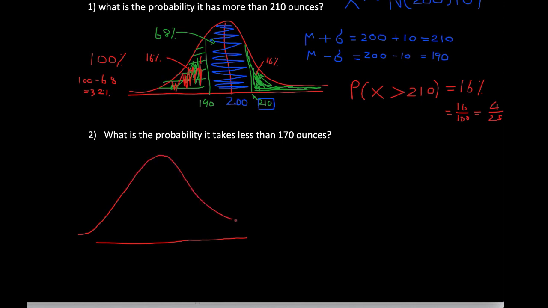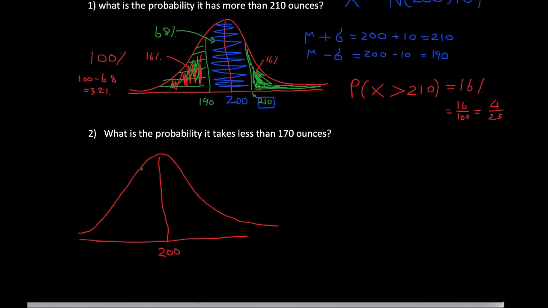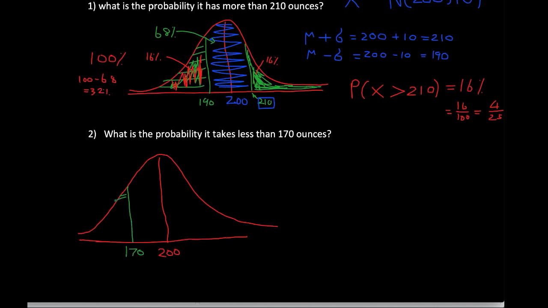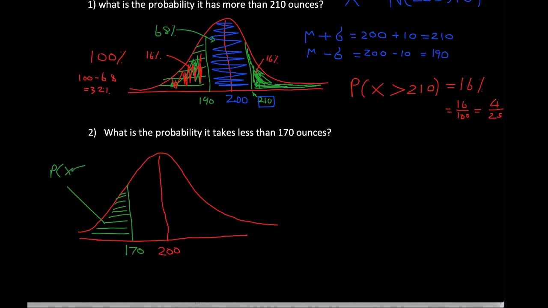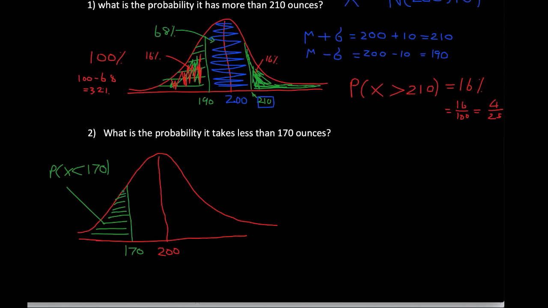Again, let me draw the density curve. Mean equals 200, so 170 is less than 200. Therefore, it should be somewhere over here. They are asking less than 170 ounces, meaning under the curve and less than 170, in this area. This area gives the probability x less than 170. Okay, how do we find this area?